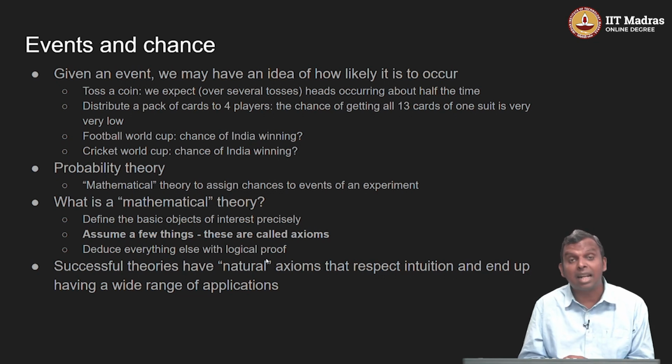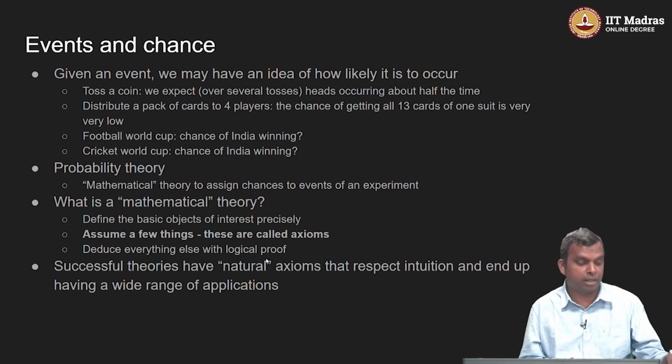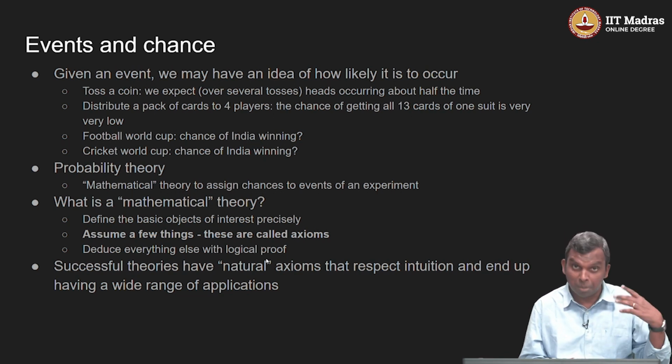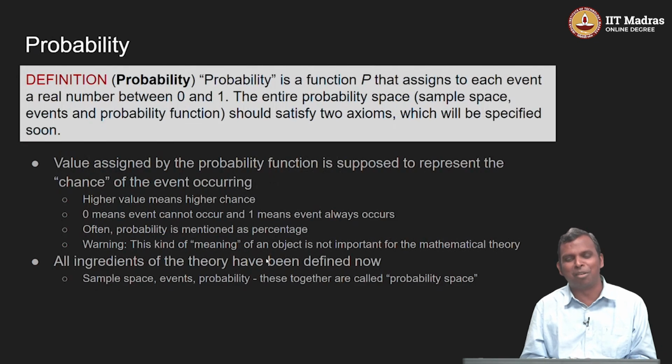Probability theory is also like that. What are the objects of interest in probability theory? I gave you 2 or 3 objects already. 2 objects: sample space and events. These are very important objects. The third important object which makes up probability theory is probability. Okay, so it's called probability itself.